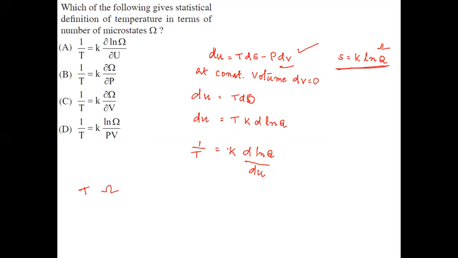1 by T is equal to k into dou ln Q by dou U. So this is the relation between omega and the temperature: 1 by T is equal to k dou ln omega by dou U. So the correct answer for this question is the first option. So this is the end of this set of problems.